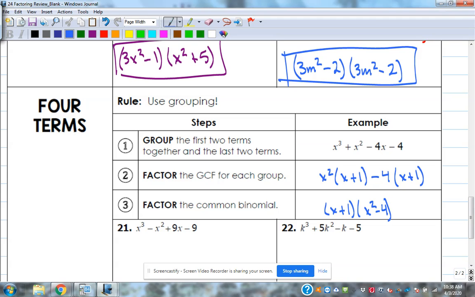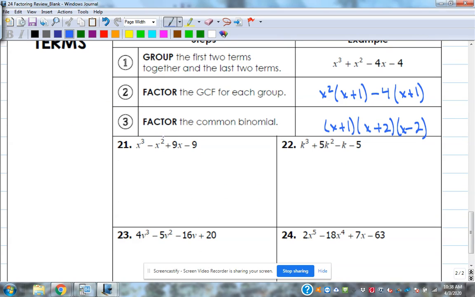But x squared minus 4 factors a little further, so we actually need to change that into x plus 2, x minus 2 is the factored form for that. So I always got to look for that little extra step of factoring if it exists in there. So let's look at 21 through 24 real quick.